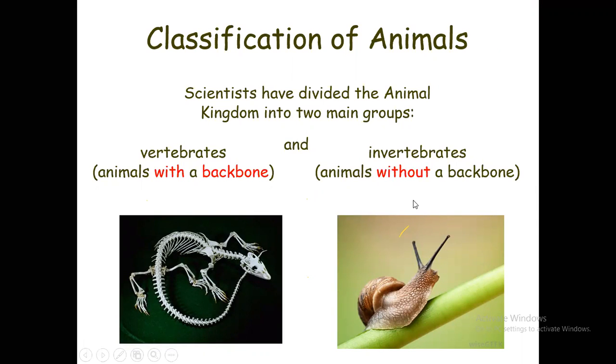Again, why do scientists divide them into two groups? To make it a lot easier for them to study them. So when I want to say, okay, I want to study about snails, now I know that snails belong to the invertebrates. So I will not have to search among all the animals, right? Now I have a specific group to search between.